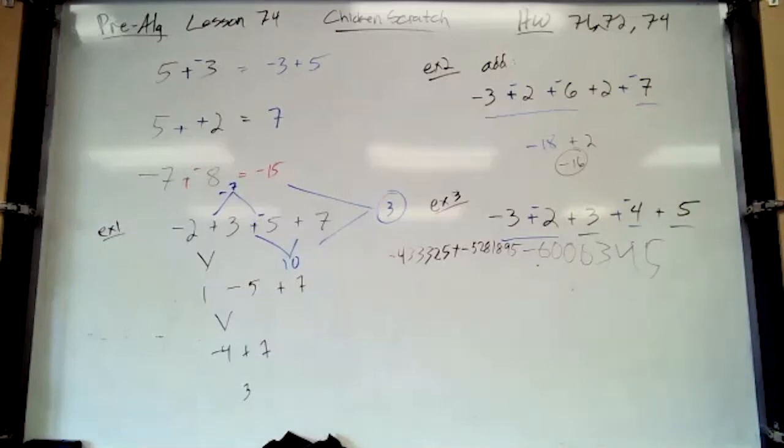Negative 15,621,409. Wrong. Wait, you can't just say wrong. I tested it out on my paper.